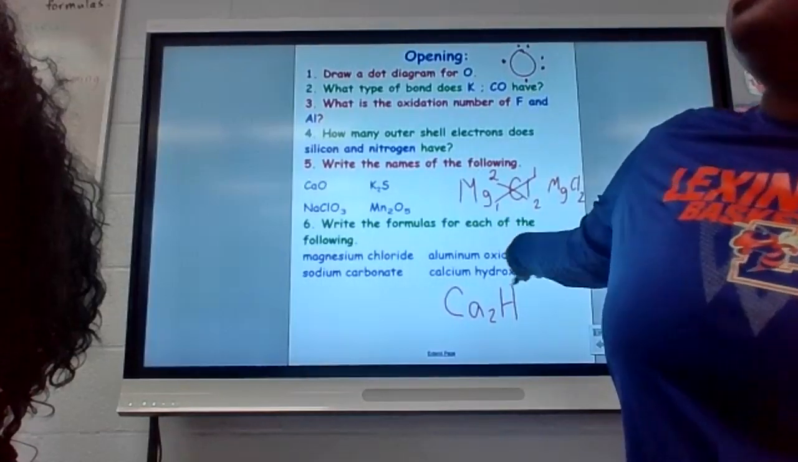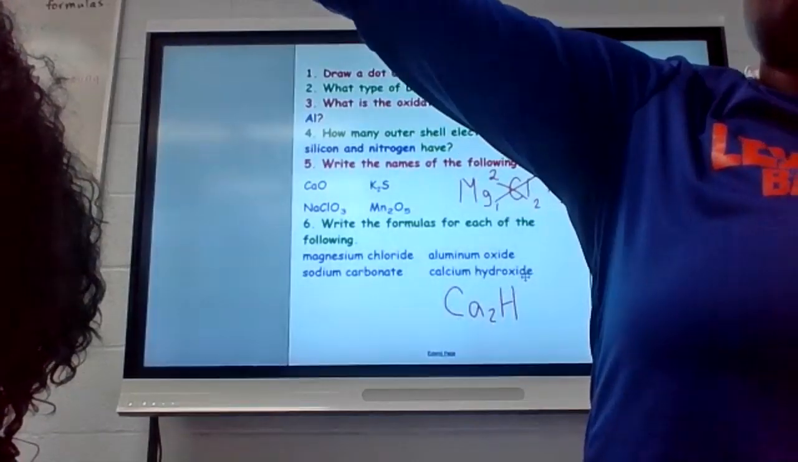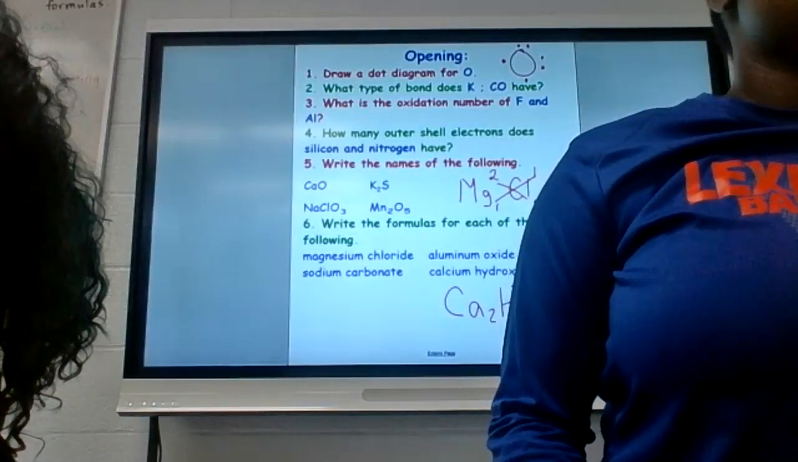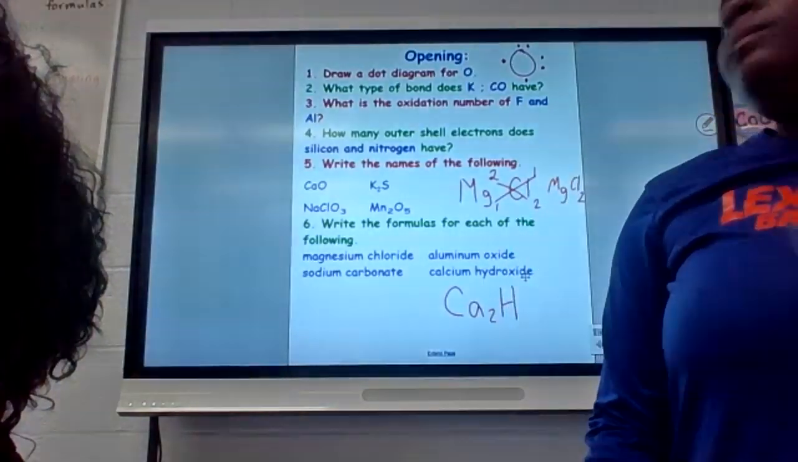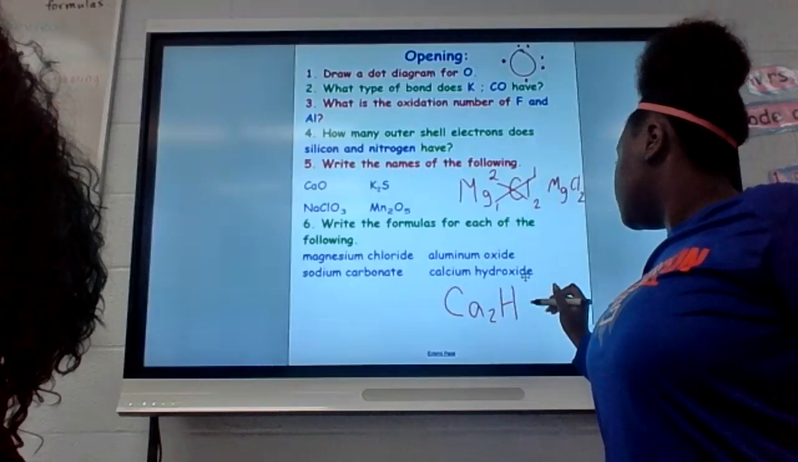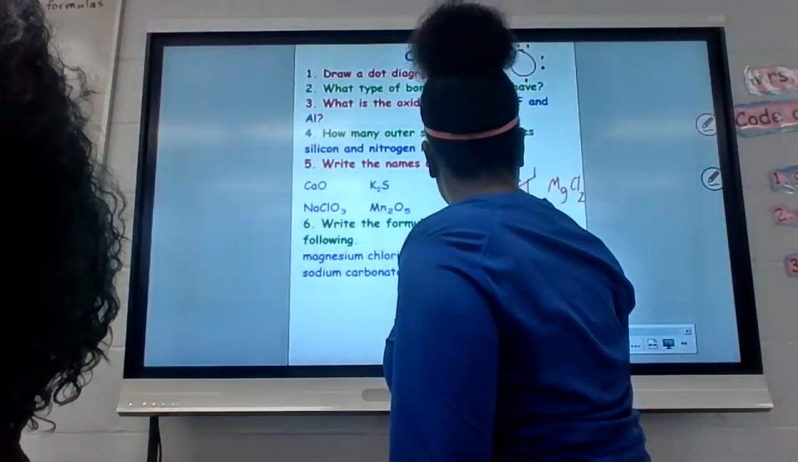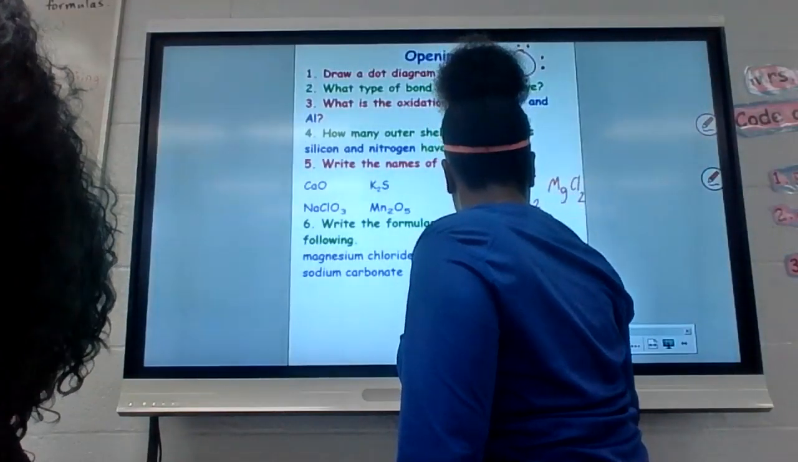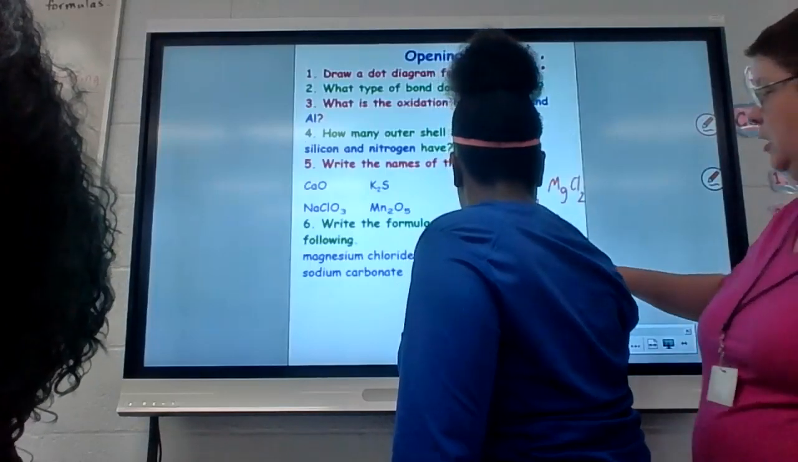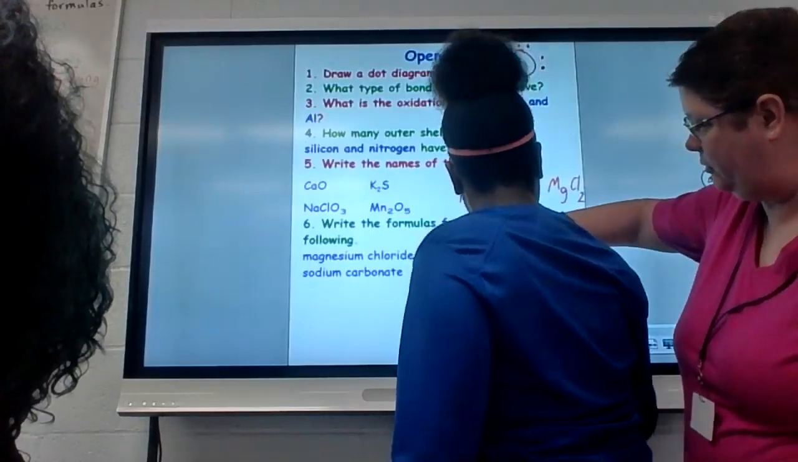Miss Wall, for the hydrogen things, I was confused. What about hydrogen? Does that count for one? It's hydroxide, so it's OH. It's on the reference sheet. OH. All right, so these take that 2 out.